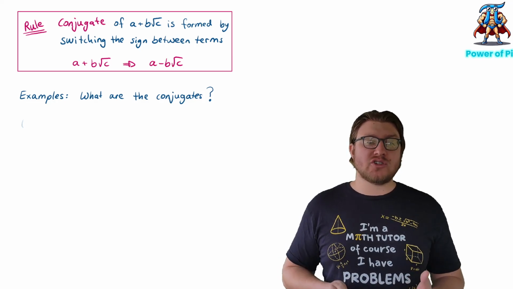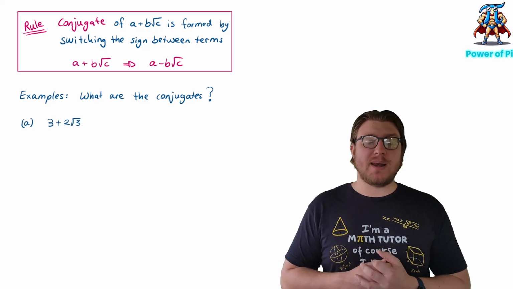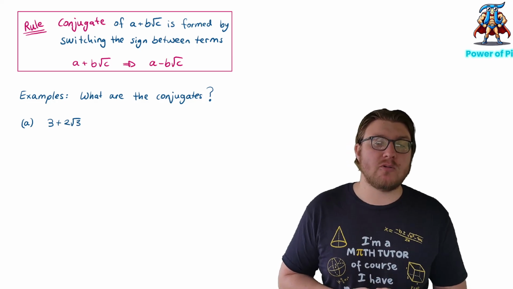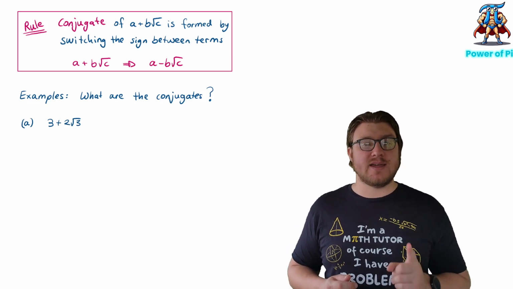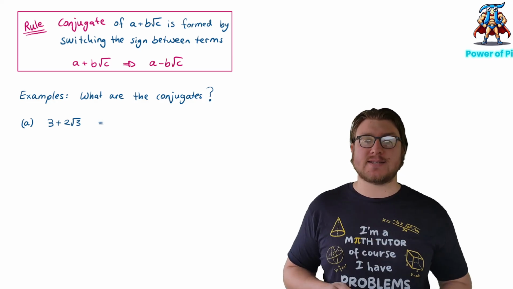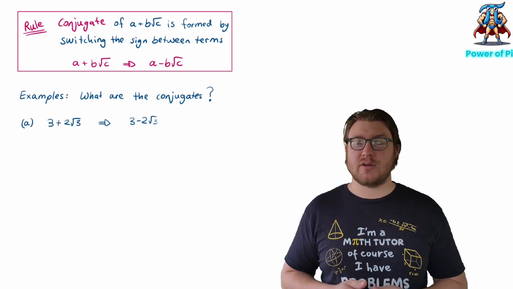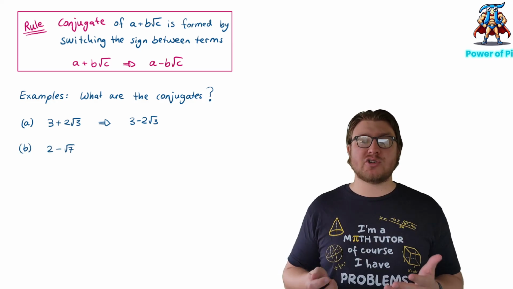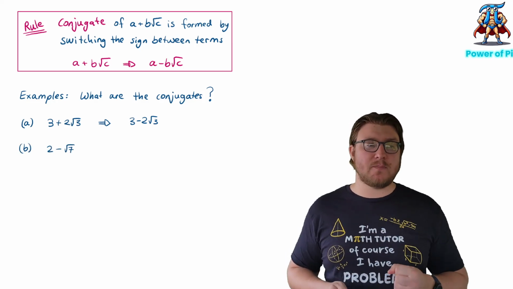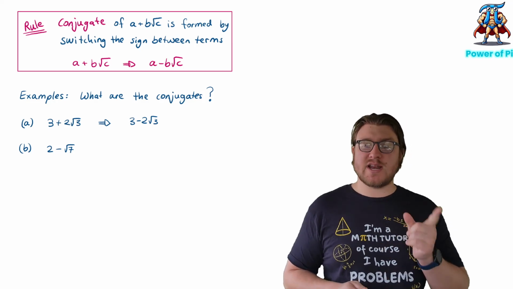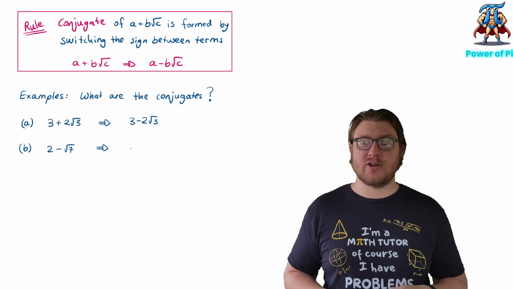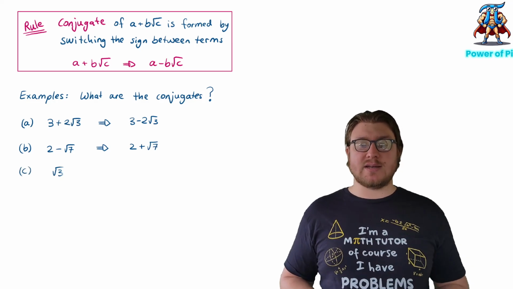So what are the conjugates of the following? 3 plus 2 square root of 3. Well, remember, we just switched the sign. That's an easy one. 3 minus 2 square root of 3. Well, I'm sure you can do this one. What would this one be? Yeah, so we switched the negative to a plus. Very good. Now let's have a look at another example.